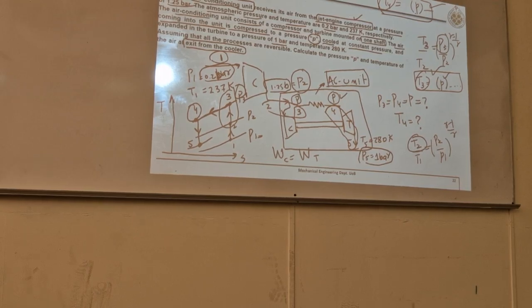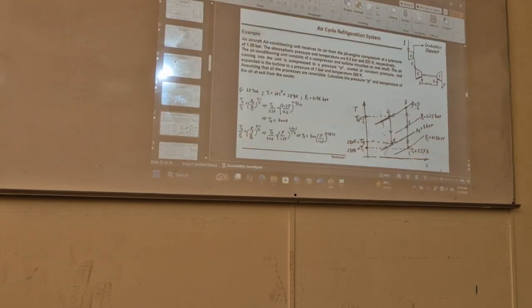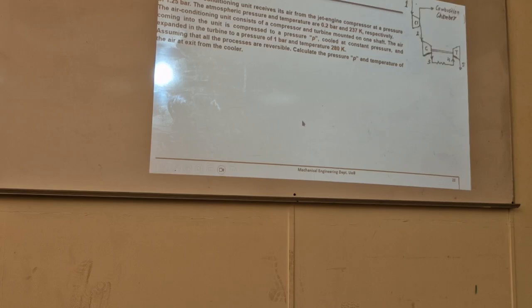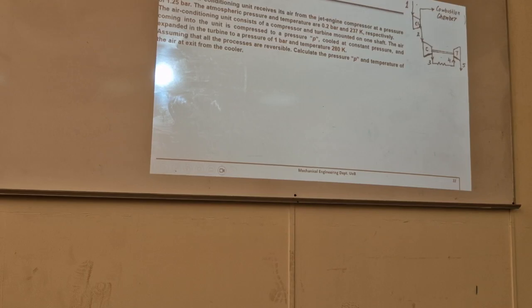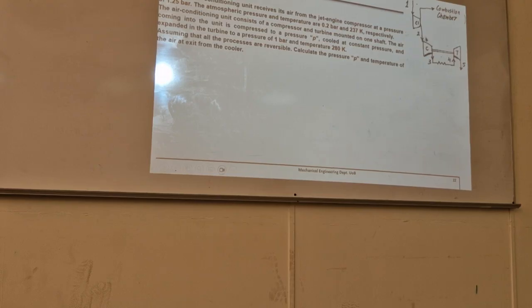Okay, let's go to the solution. So this was the schematic of this problem. First the compressor, the jet engine compressor, a part of it is going to the air conditioning unit. This one is our air conditioning unit.